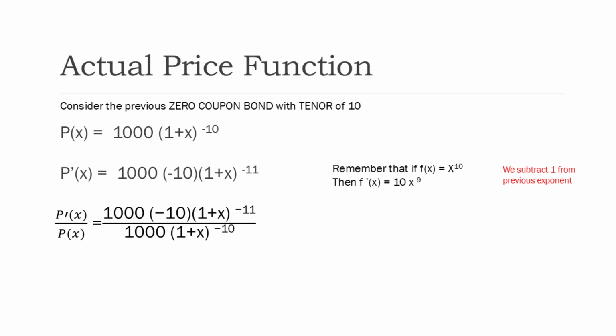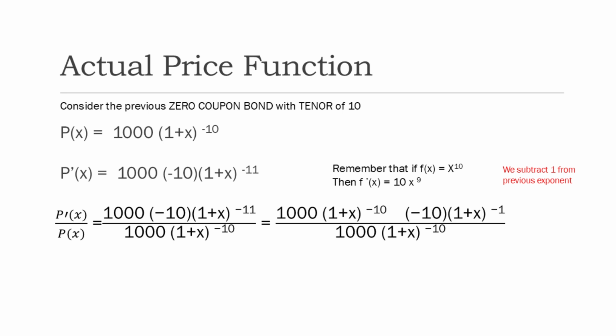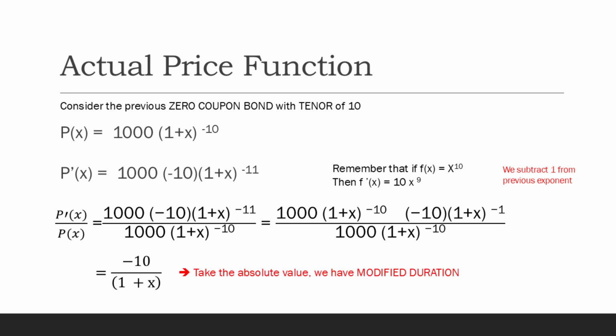Now, if we get P prime of x divided by P of x, then we're going to get this number. We're going to expand this so that we can cancel the numerators and denominators, and we'll be left with negative 10, which is the tenor, divided by 1 plus x. If we take the absolute value of this number, that's what we call modified duration. So this is modified duration, and it's got something to do with the cash flows.